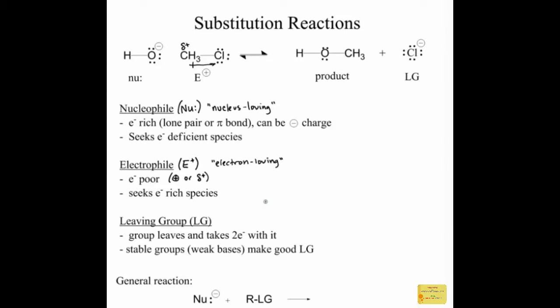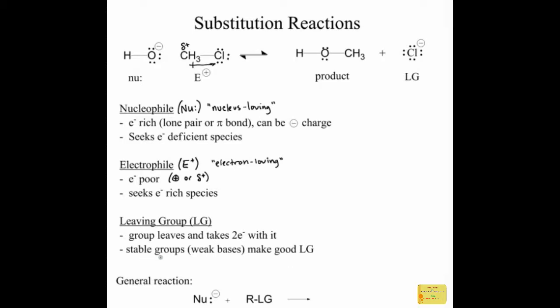Now, the other part in this equation is, in this case, played by the chloride. It's called the leaving group, which I'm just going to abbreviate LG. Sometimes it's just abbreviated with an L. And this, as the name implies, is a group that leaves, and as it leaves, it takes its 2 electrons with it. So you can see that this bond ended up leaving with the chloride because now it has 4 lone pairs of electrons. And that's going to be true of all of our leaving groups. They'll take electrons with them.